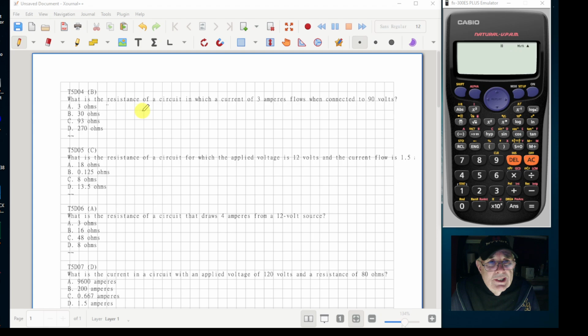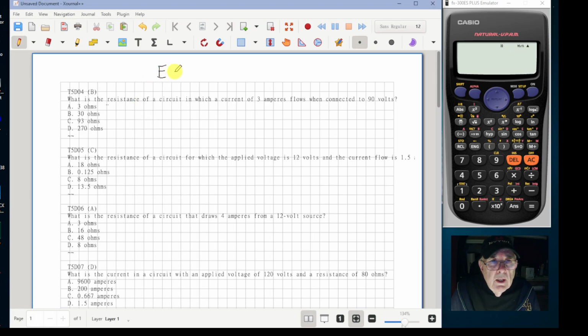Okay, what is the resistance of a circuit in which the current of 3 amps flows when connected to 90 volts? And as I've mentioned before, I always start with E equals the current times the resistance. Now here they're asking us for the resistance. So if I divide both sides of this equation by I, the I's cancel out on this side, just leaving R by itself. So R then is equal to E over I. Now I did this quickly. You can review the other videos to actually see the algebra.